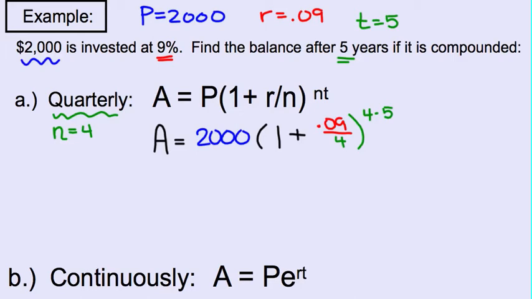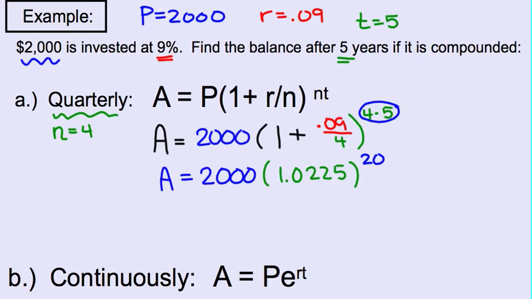So with order of operations, we want to do our parentheses first. So I'm going to first divide 0.09 divided by 4. I'm going to add 1. So this parentheses now is 1.0225. Then I'm going to multiply 4 times 5 together, which is 20. And then I have 2,000 still left alone.